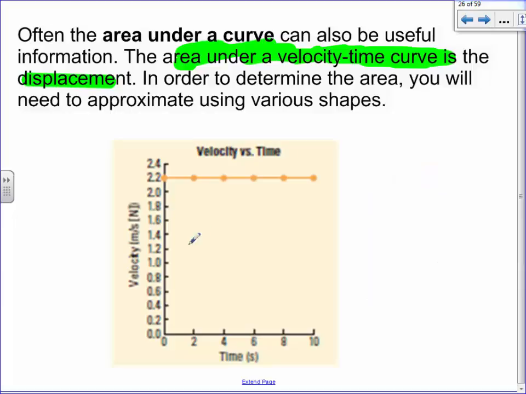Let's say I asked you, according to this graph, how far you traveled in 8 seconds. I'm just going to make up a question. How far did you go in 8 seconds? It's a very typical question.